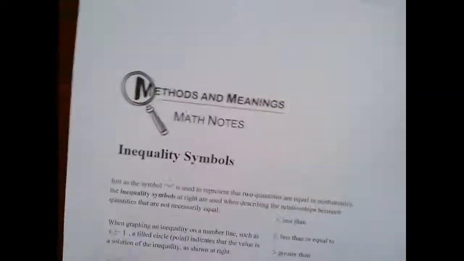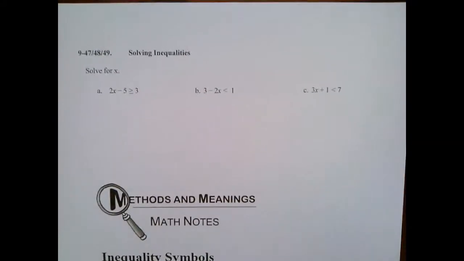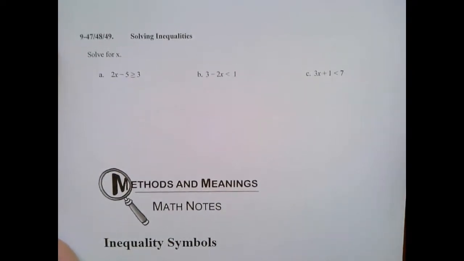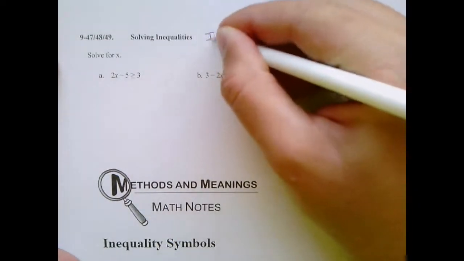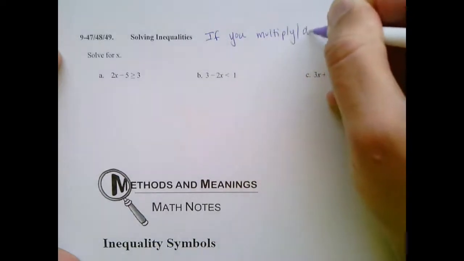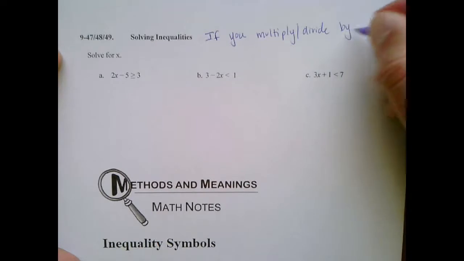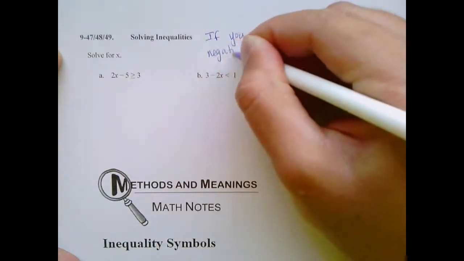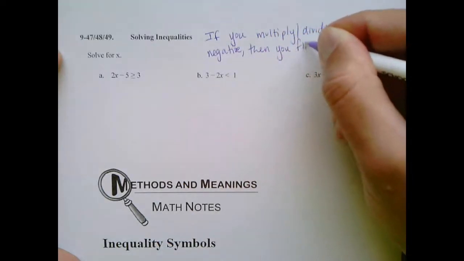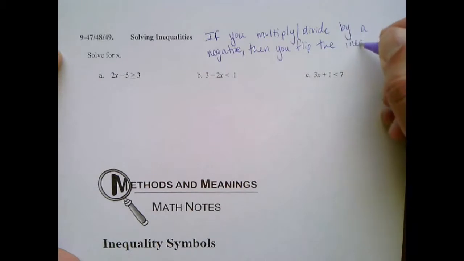Okay, let's keep rolling. How about on the top of the paper, the next one, we see example 47, 48, 49 kind of all combined in one, and it's just solving inequalities. Luckily for us, solving inequalities is very similar to solving equations. The only thing you need to watch out for is if you multiply or divide by a negative, then you flip the inequality. Okay, so it's really not so bad.